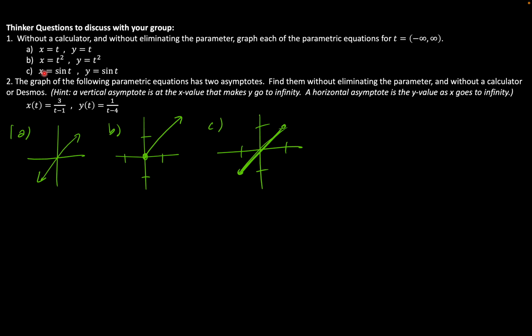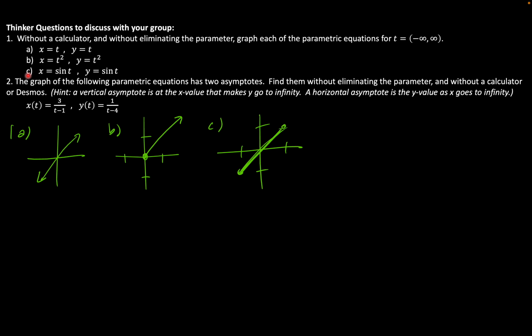Finally, in part C, x is sine t, y is sine t. That also makes x and y equal, but if you think about the intervals, sine t has range from negative 1 to 1, which is why we are only getting a line segment from negative 1, negative 1 to 1, 1.